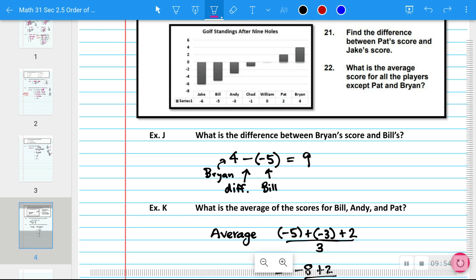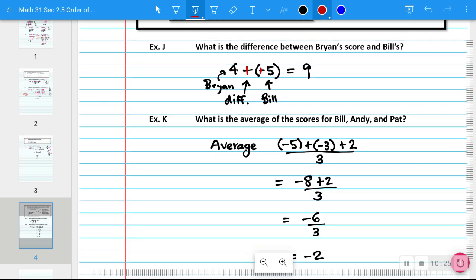What is the difference between Brian's score and Bill's score? So we're supposed to subtract those in the order we're given. It doesn't turn it around. So Brian minus Bill. And in this case, you're going to add the opposite. So you get 9. There's a 9-stroke difference between Brian's score and Bill's score. Brian is 4 over par, which isn't as good as 5 under par for Bill.